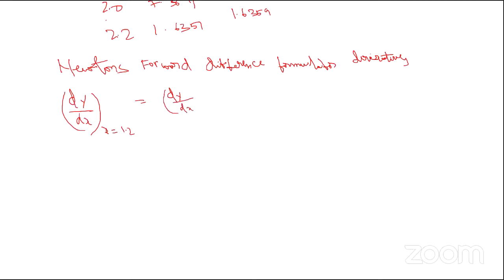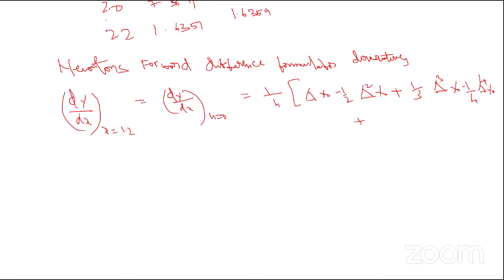dy by dx at u equal to 0 is equal to 1 by h, delta y naught minus 1 by 2 delta square y naught plus 1 by 3 delta cube y naught minus 1 by 4 delta 4 y naught plus 1 by 5 delta 5 y naught.